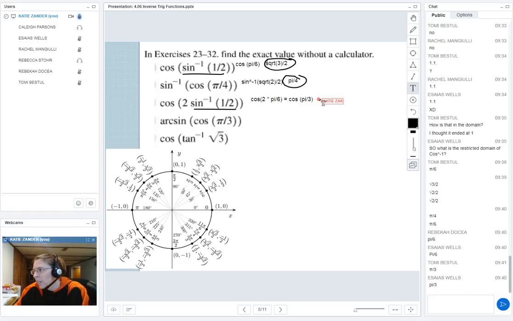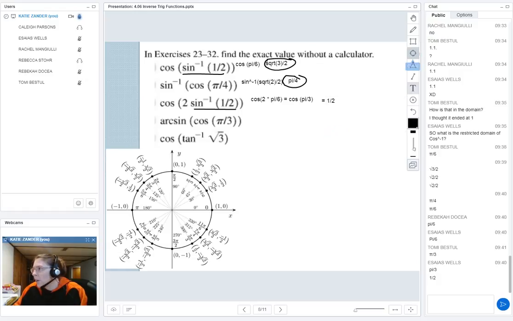Pi over 3. Good. So now we're left with trying to calculate what cosine of pi over 3 equals. 1/2. Yep, it's all about being able to use this unit circle. So you're going to find where is cosine equal to 1/2? Or sorry, where is cosine of pi over 3? My bad. Here's pi over 3. The cosine value of that is 1/2. So it's all about being able to read this unit circle kind of forwards and backwards.